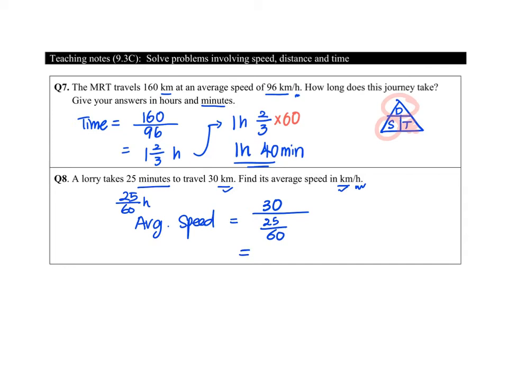Either you do this, or if you're not sure, you can key this into your calculator as well. And I got the answer of 72. Now this is in kilometers per hour, so it will be kilometers per hour. Have you gotten the answer?